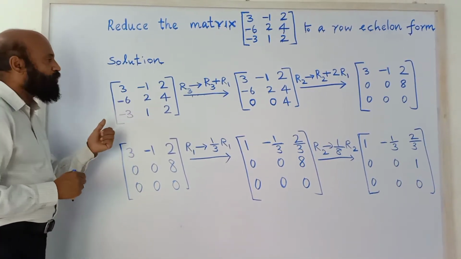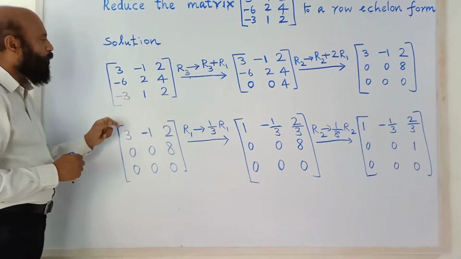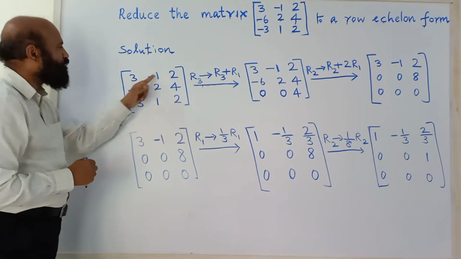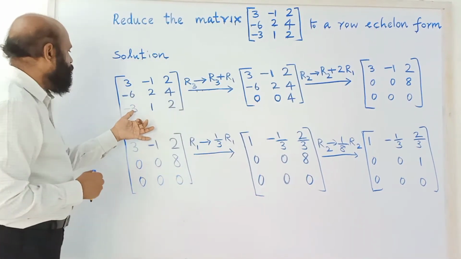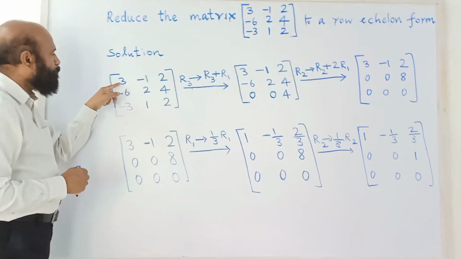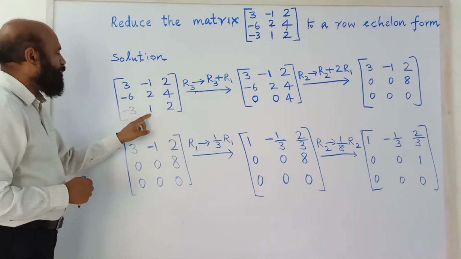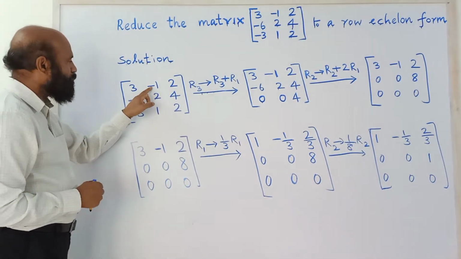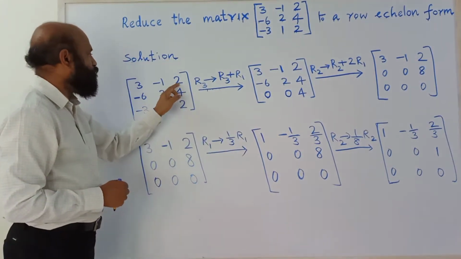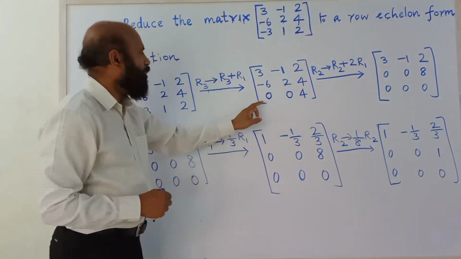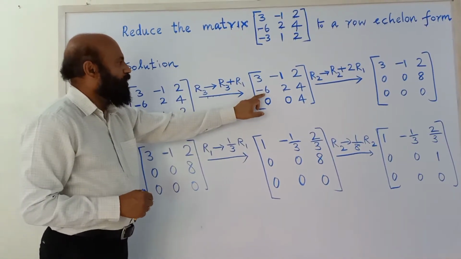Then we have to use elementary transformation. Third row, you add the first row. So third row, minus 3 plus 3. So it will be 0 here. Plus 1 plus minus 1. So 0. 2 plus 2, 4. So I got a 0 here. Next, I want 0 here.